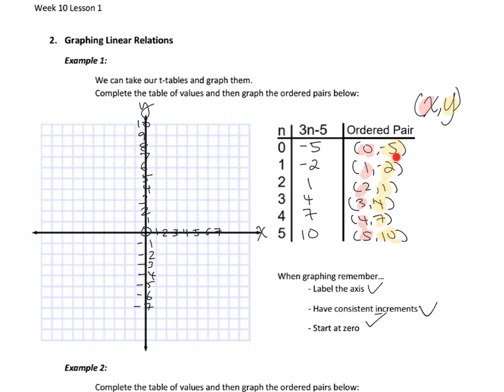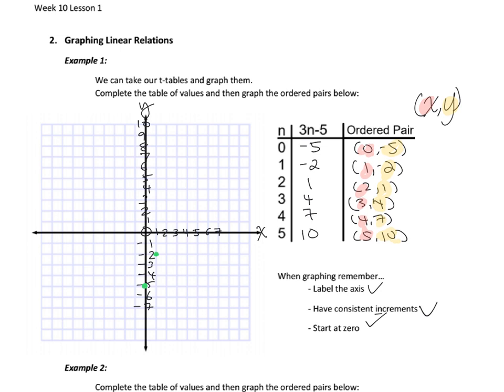In order for us to graph 0 and negative 5, we go to 0 on the x and negative 5 on the y, and we draw a dot there. Okay, 0 and negative 5 goes right here. And then 1 and negative 2. So we go to 1 on x and negative 2 on y. So we draw a dot right there.